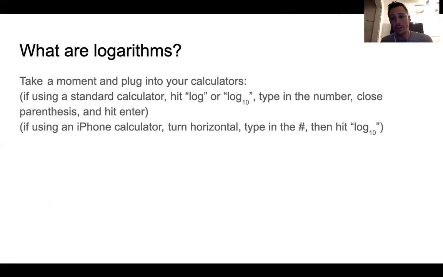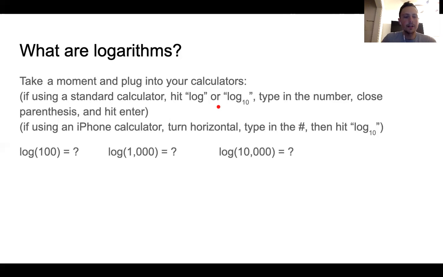If you turn it horizontal, meaning lengthwise, you'll get an extended sort of calculator that will give you the log options here. So take a second and plug this into your calculator. Take the log of 100, the log of 1,000, and the log of 10,000, see what you get. So if you have a standard calculator, all you have to do is hit the log button. That'll pop up log with an open parentheses here, plug in the number, close the parentheses, hit enter, you're good to go.